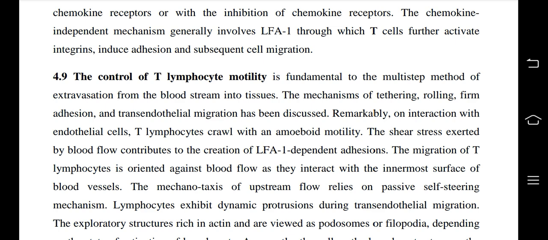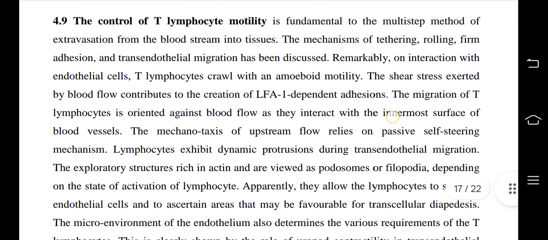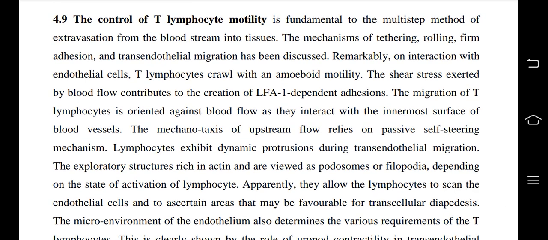The control of T lymphocyte motility is fundamental to the multi-step method of extravasation from the bloodstream into tissues. The mechanism of tethering, rolling, firm adhesion, and trans-endothelial migration has been discussed extensively with regard to interaction with endothelial cells. Amoeboid motility. The shear stress exerted by blood flow contributes to the creation of LFA-1 dependent adhesions. The migration of T lymphocytes is oriented towards blood flow as they interact with the innermost surface of blood vessels.